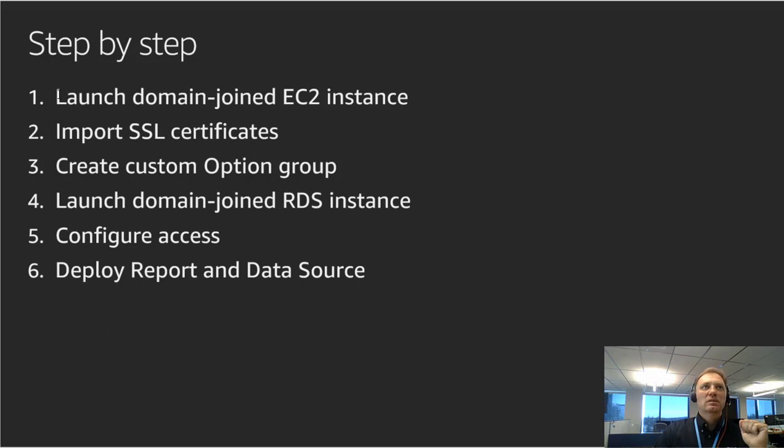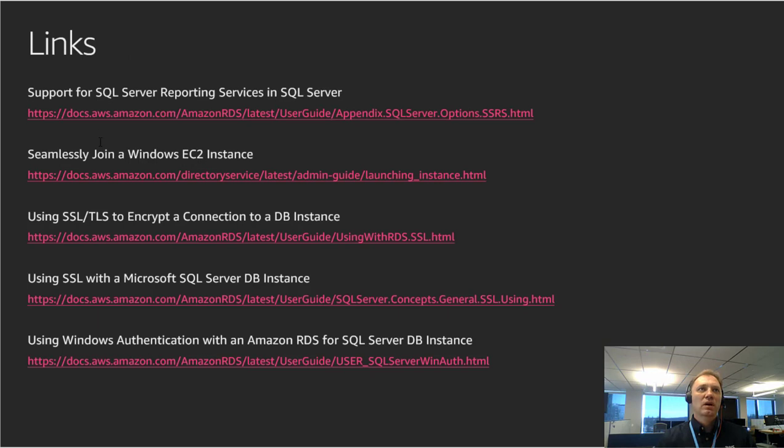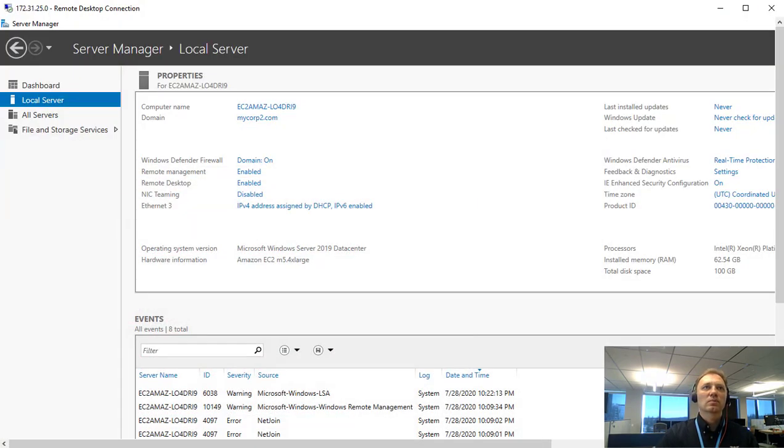Essentially, we completed step number 1. We launched domain join EC2 instance, and now we are ready to import our SSL certificates. Now, again, in the page called links, I've collected all the important docs, and here, using SSL with Microsoft SQL Server DB instance, this link gives you line by line directions on how to import those certificates. So if you find that this demo is not enough, please follow that link, and it's gonna give you all the details you need.